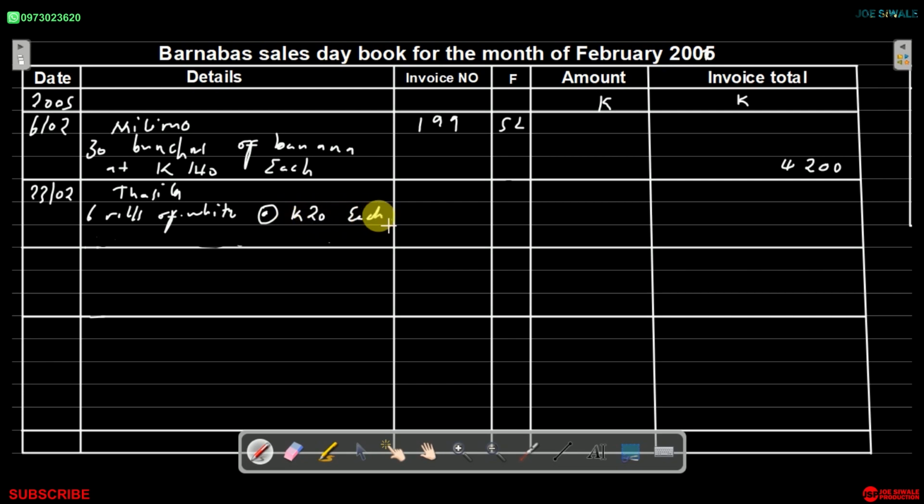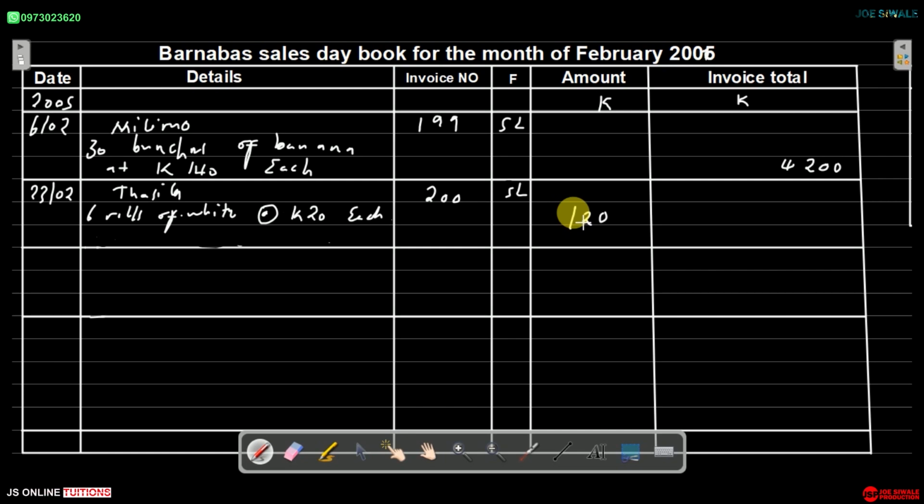And we know that the invoice number there is 200. Then we're going to have the sales ledger, and to find the total there, we're going to say 20 multiplied by 6, and our amount there is going to be 120. But we have been given an important note in the question.